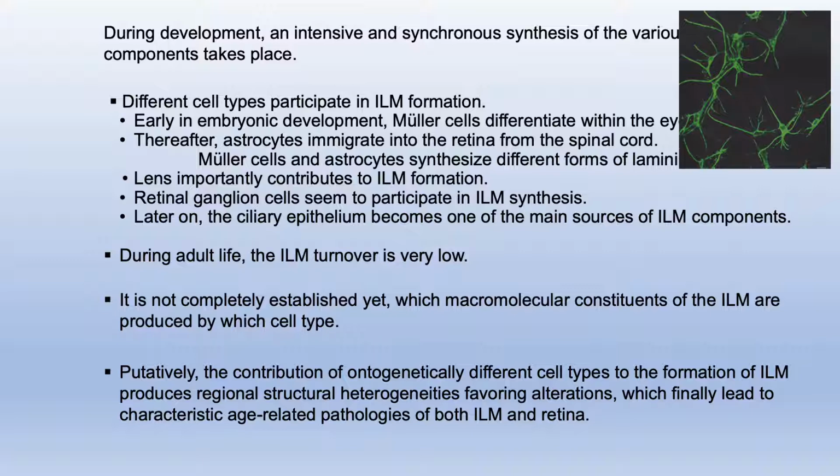During adult life, the ILM turnover is very low. It is not completely established yet which macromolecular constituents of the ILM are produced by which cell type. Putatively, the contribution of ontogenetically different cell types to the formation of ILM produces regional structural heterogeneities favoring alterations, which finally lead to characteristic age-related pathologies of both ILM and retina.